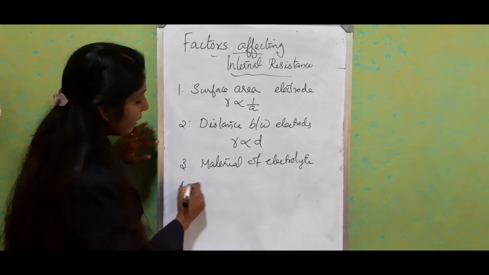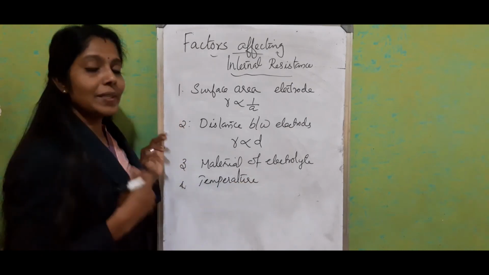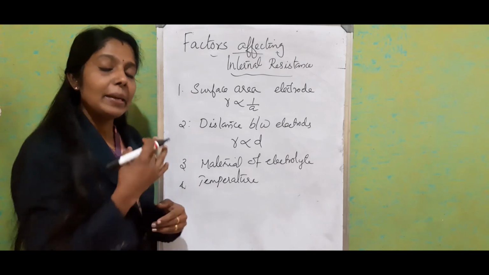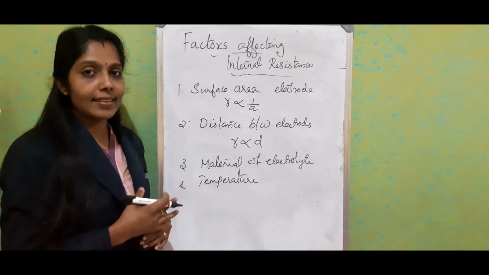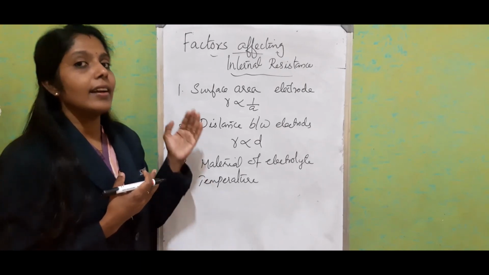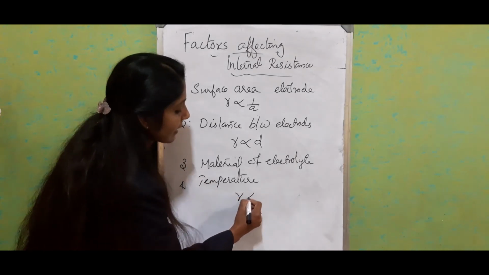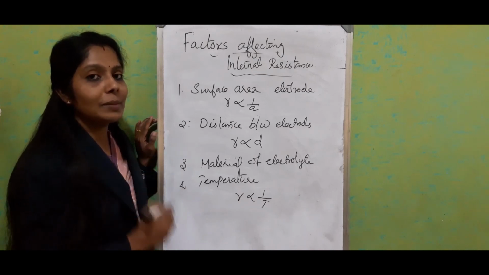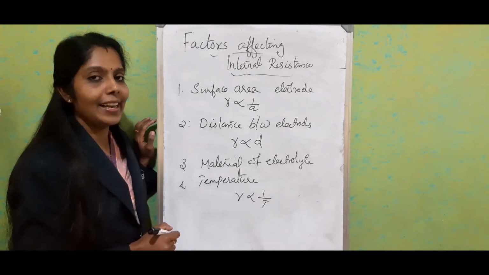The fourth one is temperature. In the case of normal resistance, we studied that as the temperature increases, the resistance offered by the circuit increases. But here it is inversely proportional. As the temperature increases, the electrolyte offers less resistance, and as the temperature decreases, the internal resistance offered by the electrolyte is more. So it is inversely proportional to the temperature. These are the four factors on which the internal resistance of the electrolyte or a cell depends. Thank you.